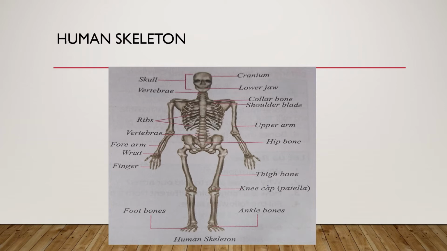Then coming down, we have the hip bone, then the thigh bone. Then we have knees, and a kneecap or patella. Then we have foot bones and ankle bones. So we'll discuss these one by one.